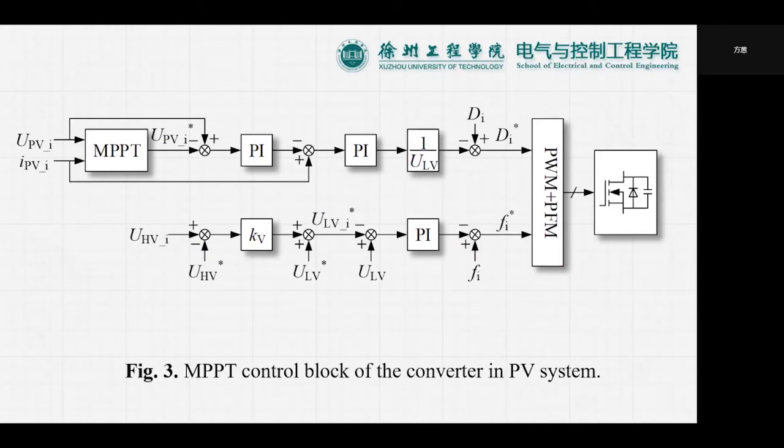For the photovoltaic MPPT control of the 3-port IBLLC resonant converter input port, the actual output voltage UPVI and current IPVI of the photovoltaic module are sampled, and the maximum power point voltage UPVI* obtained by the MPPT algorithm is used as the voltage reference value of the converter input port. Then the duty cycle DI* is calculated by the PI controller and feed-forward link.